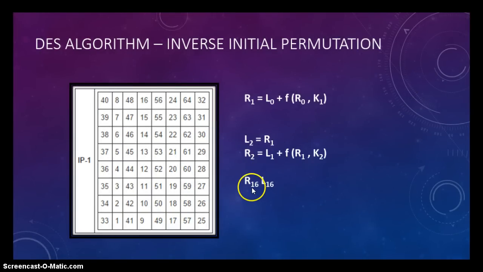When we obtain R16 and L16, we reverse the order of the two blocks into a 64-bit block and apply a final permutation. For this permutation, we are going to use this table, and as in the previous cases, our first bit will be bit 40, the second bit will be bit 8, and so on, and our last bit will be bit 25. For decryption, we use the same algorithm, but reversing the order in which the subkeys are applied.